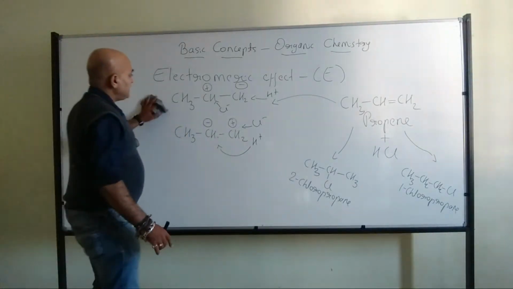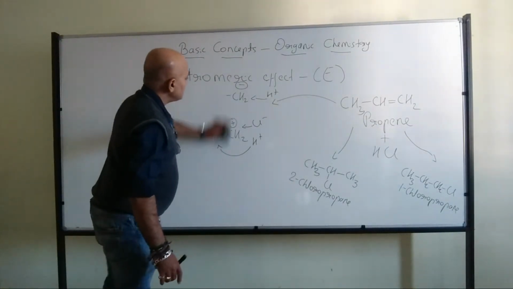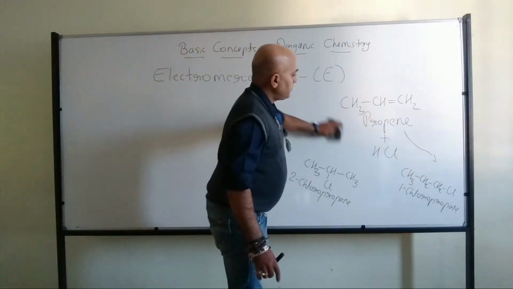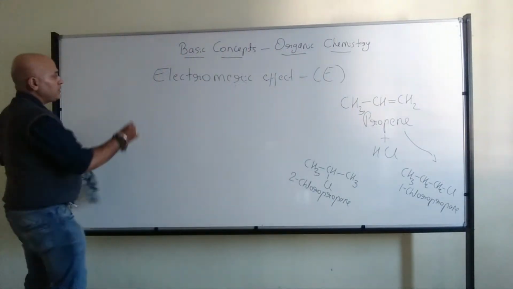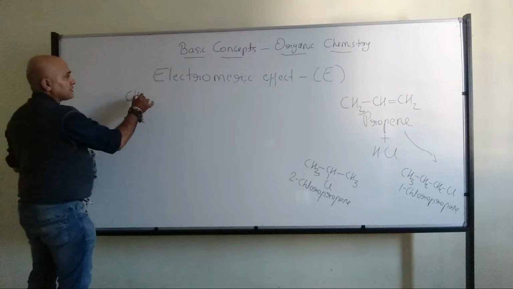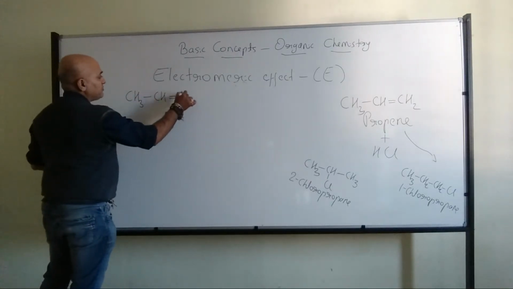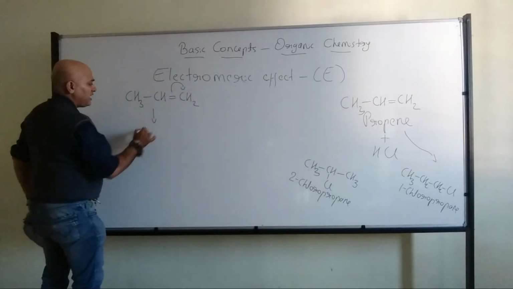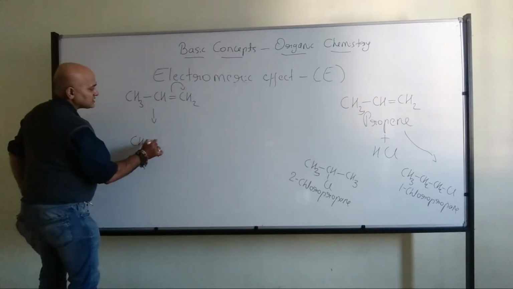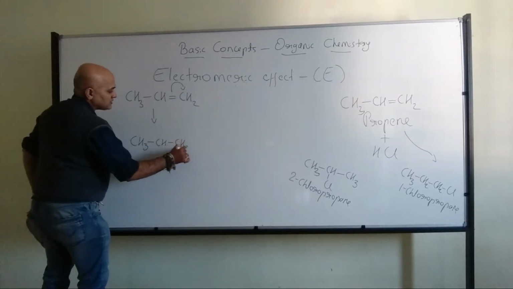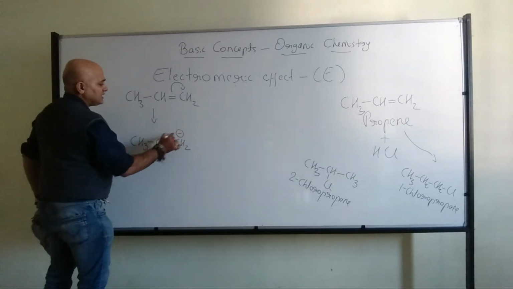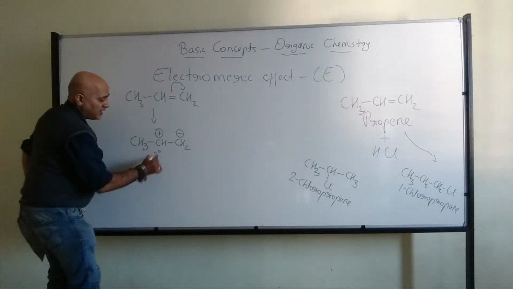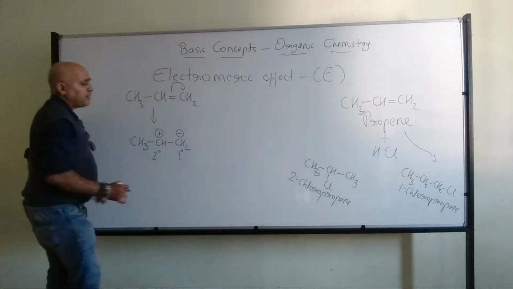So what I mean to tell here is, I am ready to explain it once again. When I am talking about propene, CH3 CH double bond CH2, if the electron is shifted over here, then we have the intermediate CH3 CH CH2. Since the electron is shifted there, negative, positive. So what is happening? Secondary carbocation and primary carbanion.